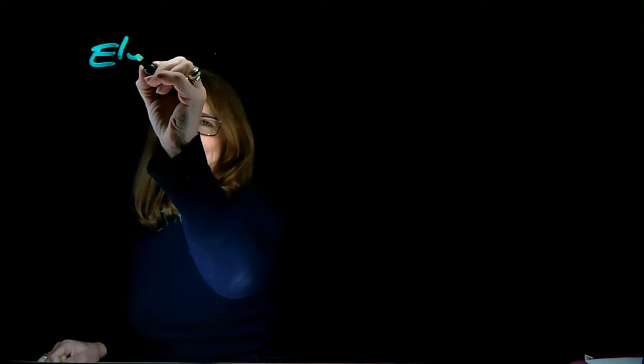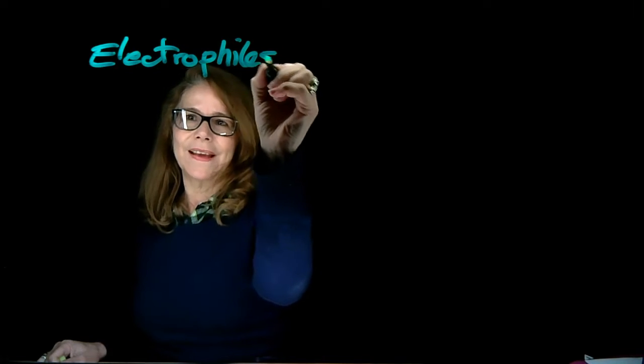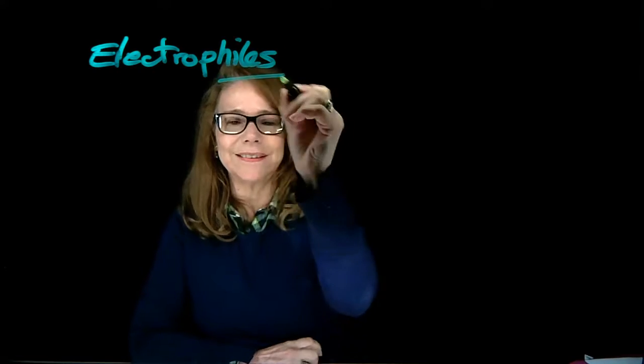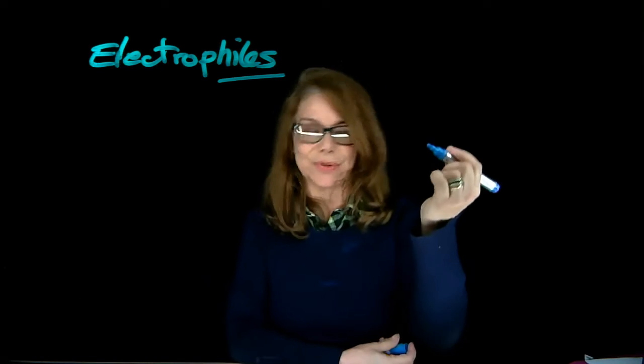Let's talk today about electrophiles. What is that? The name electrophile comes from the Greek word philia, so "love electrons." It defines species that are electron poor, so they're missing electrons somehow.